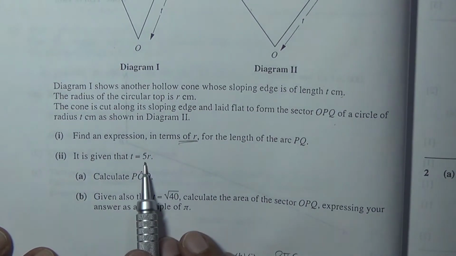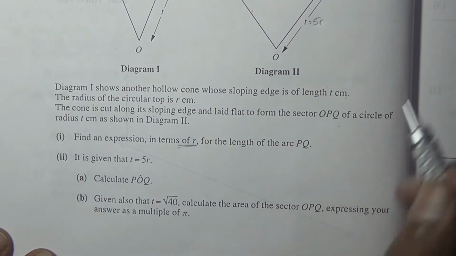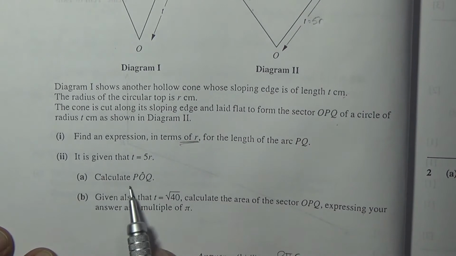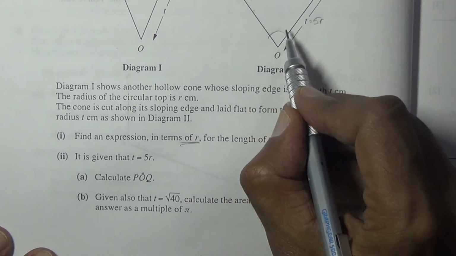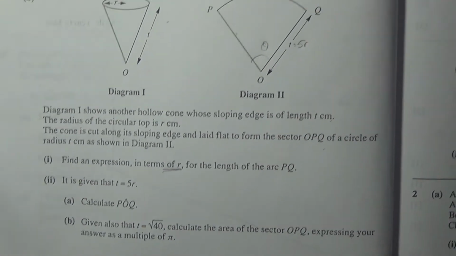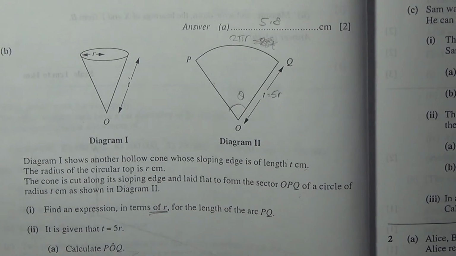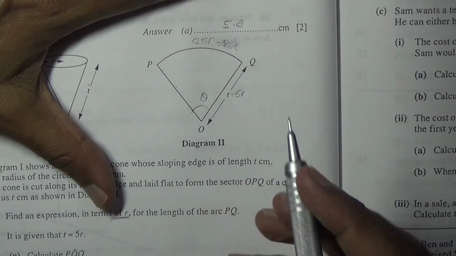Okay, now moving on. It is given that t is equal to 5r. This is now 5r. And we need to calculate the angle POQ. This angle here. Let the angle be equal to theta. So how are we going to do this? To find angle POQ.